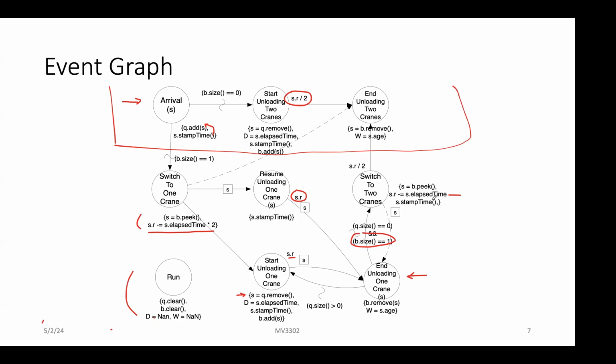And then I want to stamp the time again, because the reason we keep stamping the time is because I need to keep track of when you started doing this. That's what the stamp time does, because that gives the ship its elapsed time from that point. And so now, since I've switched to 2 cranes, I can schedule an end unloading at half the time, or twice the rate.